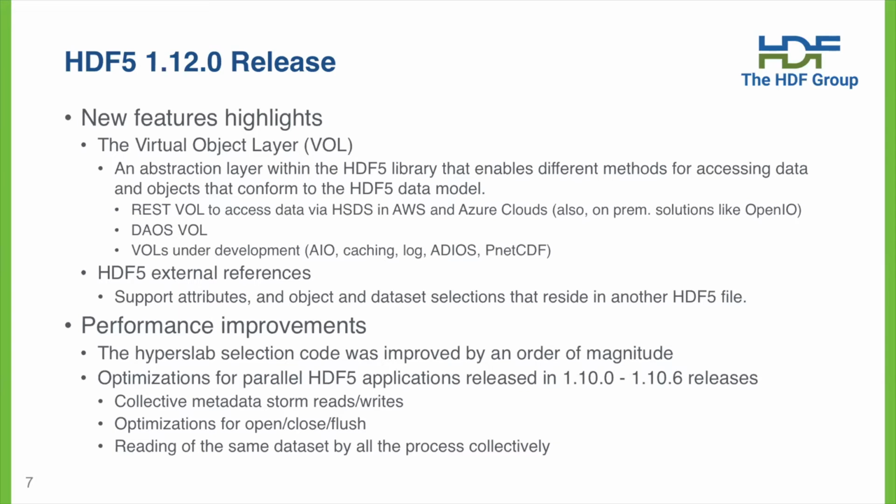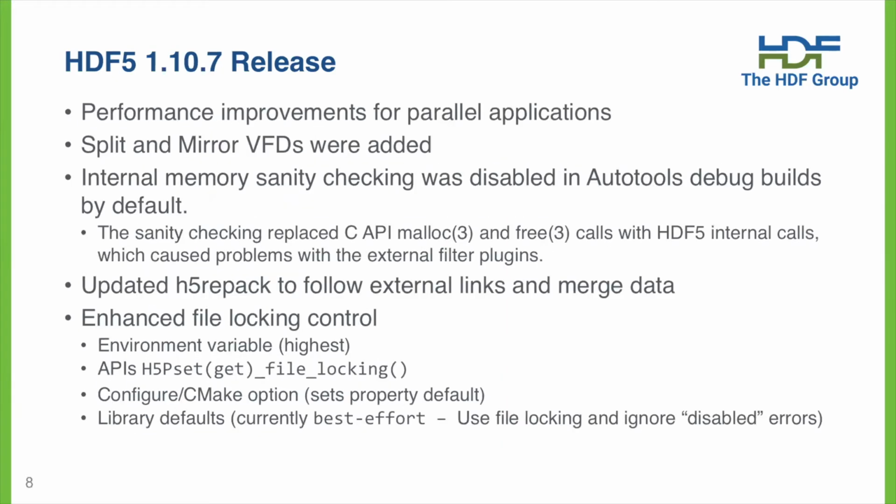We introduced HDF5 external references. This feature supports references to attributes stored in the same file or in a different file, and references to objects and dataset selections that can reside in another HDF5 file. It is one of the mechanisms, along with external links, to combine and reference data that is spread through collections of HDF5 files. And thanks to our biggest community contributor, Quincey Koziol, hyperslab selection code was improved by an order of magnitude. And as I said, there were several optimizations to parallel applications.